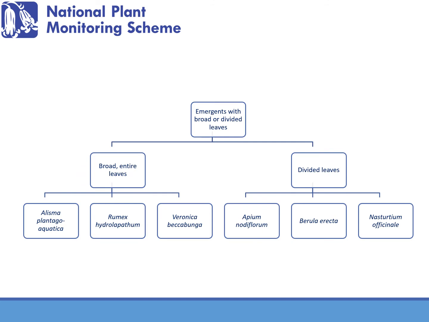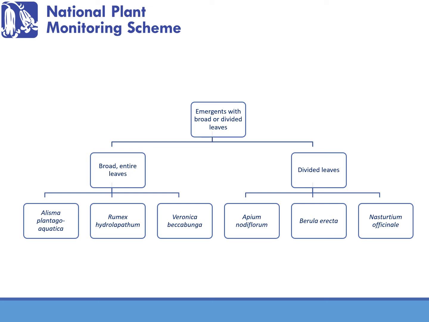Okay, having looked at all these plants which have either bare stems or stems with flattened leaves, we're now going to look at those emergent plants which have broad leaves or divided leaves. And within the broadleaves, we're going to look particularly at three species. We're going to look at Alisma plantago-aquatica, which is water plantain, Rumex, which is water dock, and the wonderfully named Veronica beccabunga, which is commonly known as brooklime.